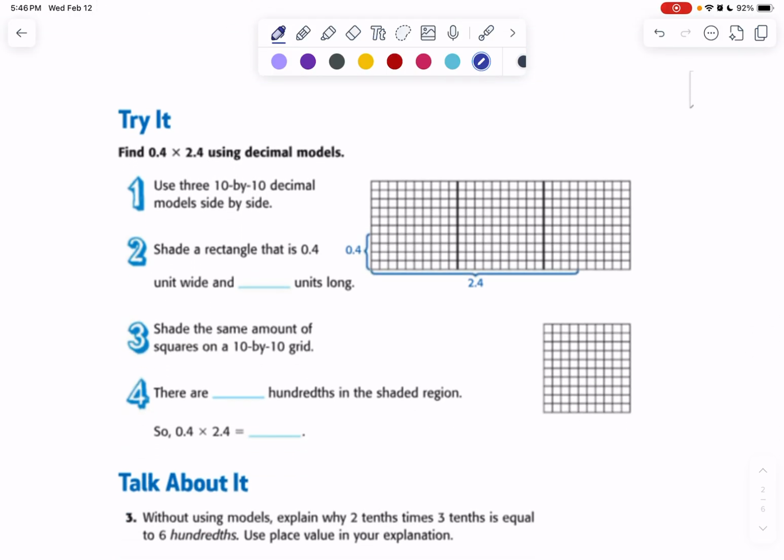So let's take a look at 4/10 times 2 and 4/10. And we will model this. First, let's model 4/10 all the way across. Why are there 3 frames this time? Because we have 2 wholes and a little bit more, okay? So first the 4/10.